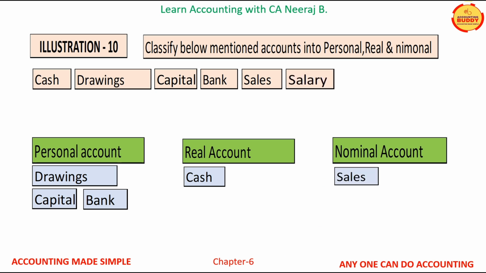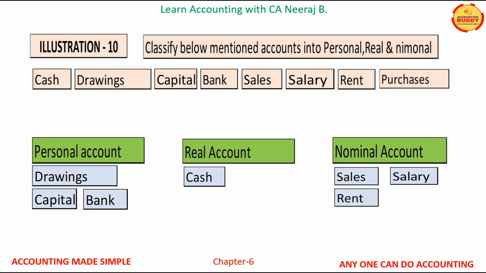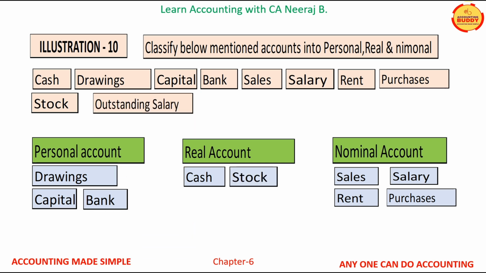Salary. Salary is an expense account, therefore it is a nominal account. Rent. Rent again is an expense, therefore it is a nominal account. Purchase. Purchase is an expense, it is a nominal account. Next is stock account. Stock is an asset, therefore it is a real account. Outstanding salary. Outstanding salary is a personal account, and we know that it is a representative personal account.